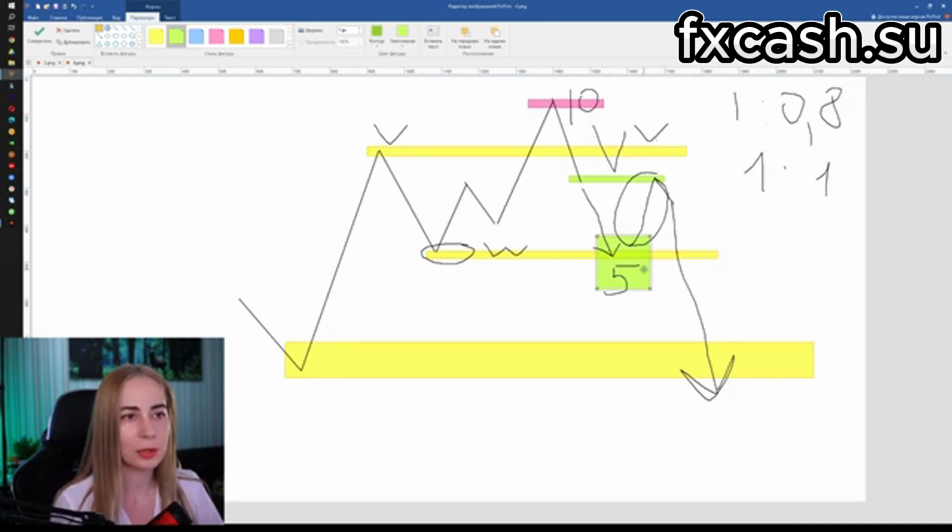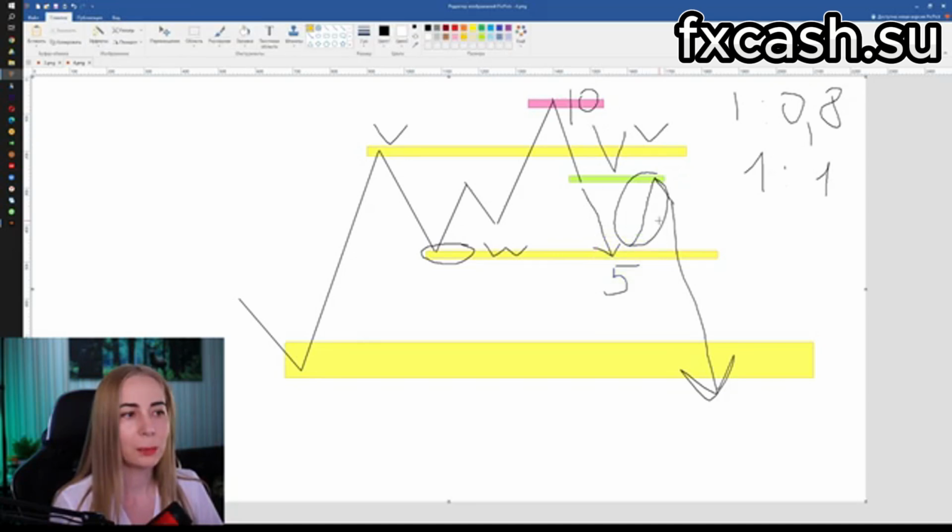Then you can leave your position completely and transfer it to break even only when there is a full implementation of the impulse. What does this mean? A full impulse is when we are already approaching this key zone, where this impulse began, where there is a stronger level.